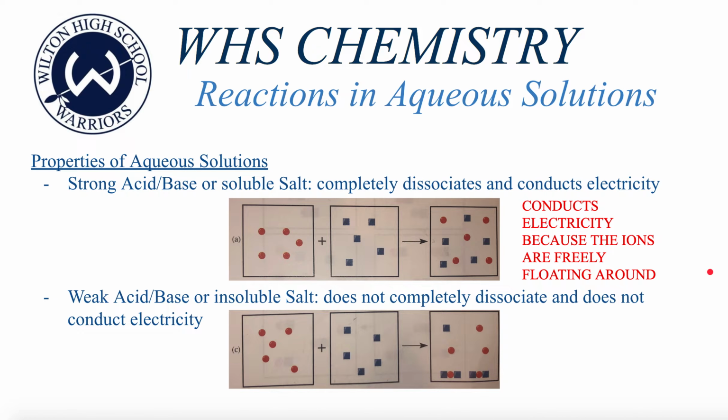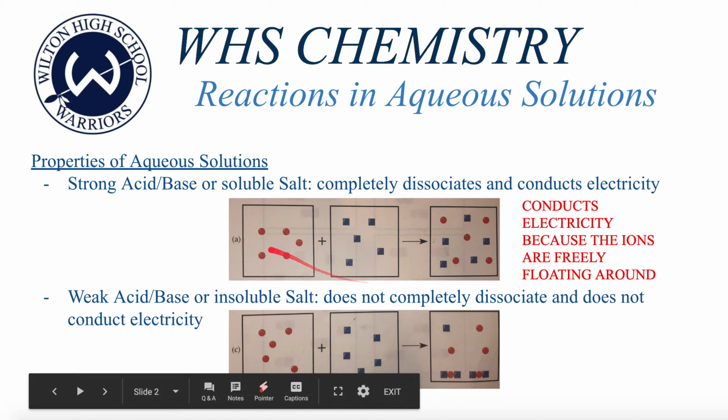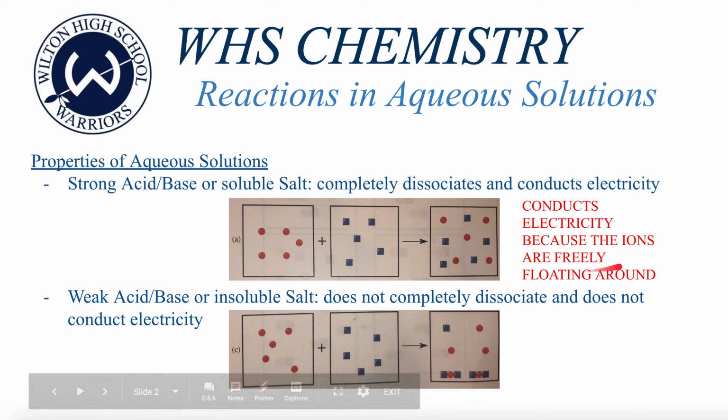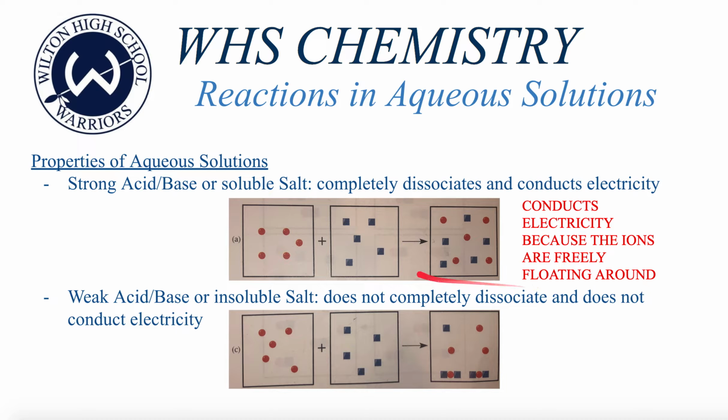So, properties of aqueous solutions. If you have a strong acid, base, or a very soluble salt, they will completely dissociate and conduct electricity, as seen here. But it conducts electricity because the ions are freely floating around. This resembles possibly table salt, where you have the sodium ions and the chloride ions. And they will not form a solid in water because it's an ionic compound and it'll easily split up in the water.